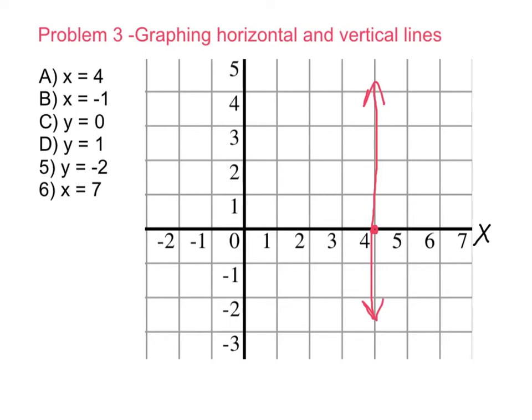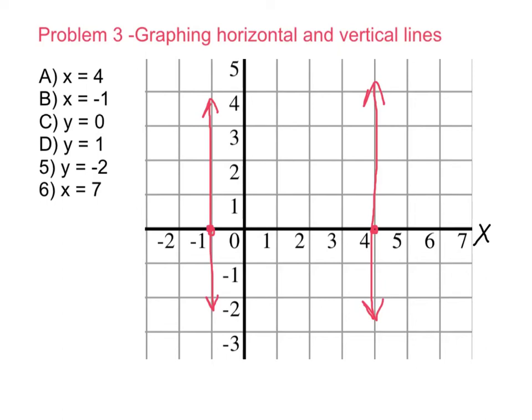B, x equals -1. Put a dot on the x-axis at -1. Now you don't have to put the dot, but it just kind of gives you a guidance of where to draw your line. X equals -1 means the line goes through the x-axis at -1.